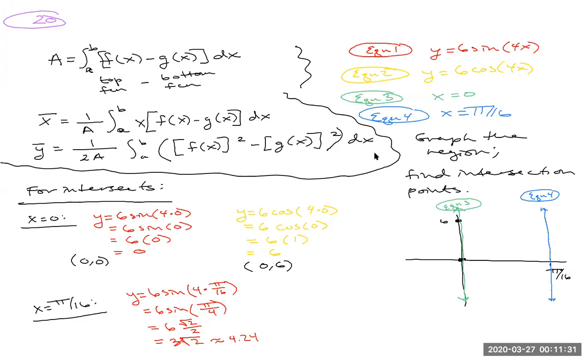And then equation 2, where does it meet equation 4? Six cosine of pi over 4. Cosine of pi over 4 is also root 2 over 2. So we actually get the same thing. So the intersect points here: pi over 16, 3 root 2.